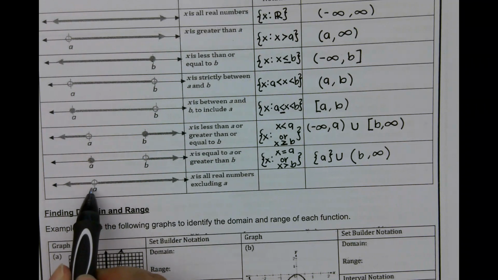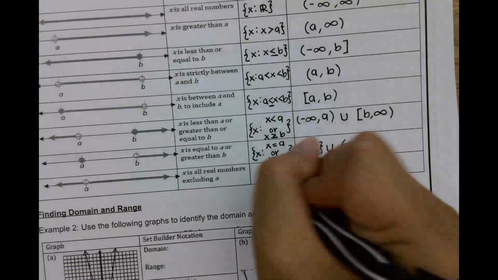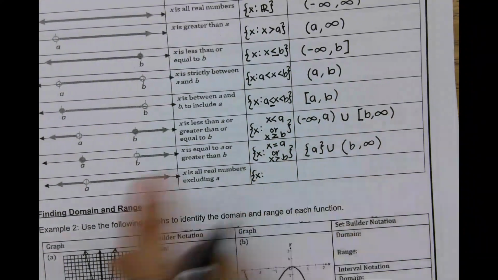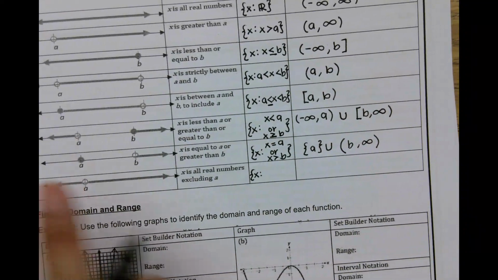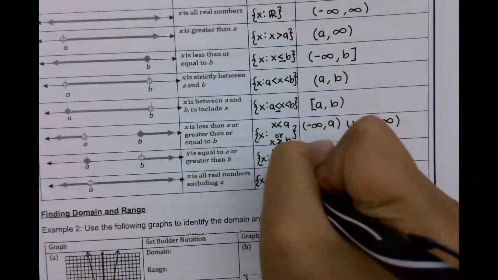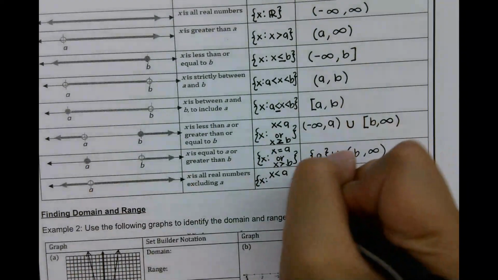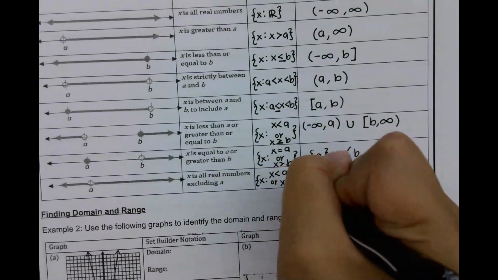Last one here, x is all real numbers excluding A. So I have this side and this side. So again, I'm going to start here. I'm going to start with x's that are less than A. So I'm going to write x less than A. Or x's that are greater than A. So or x greater than A.